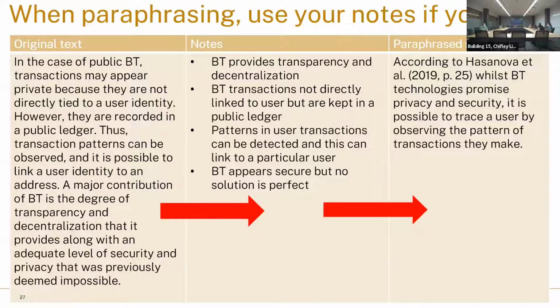So here is an example I've got on the screen of how we might go about using this process, this three-step process of taking notes. So on the left-hand column, we've got the original text. And this is a continuation from an earlier example Julian was using about blockchain technology.